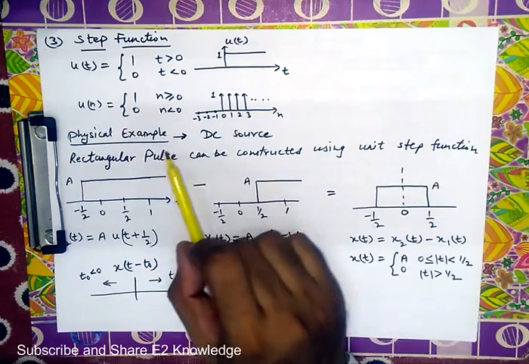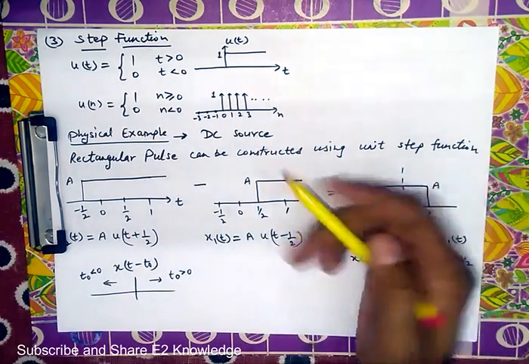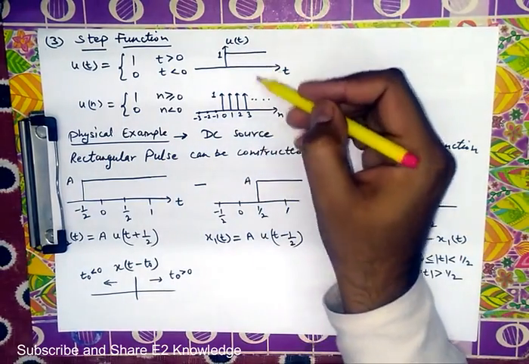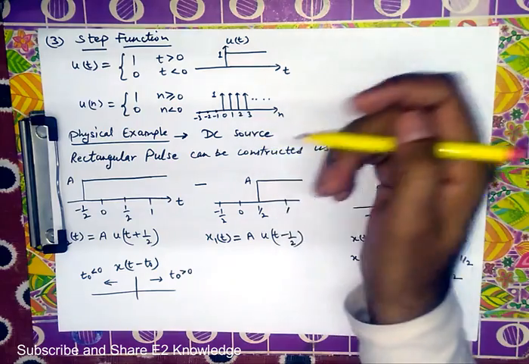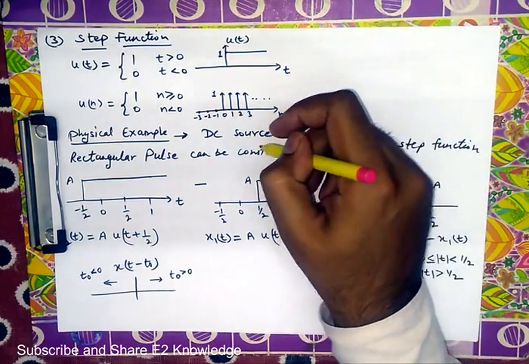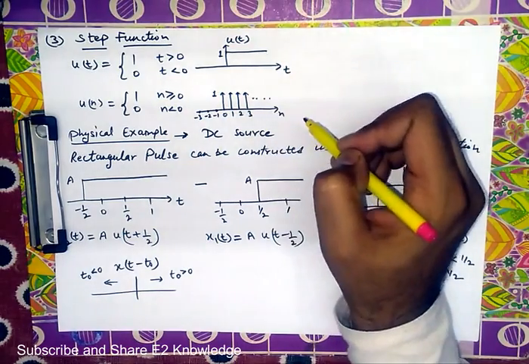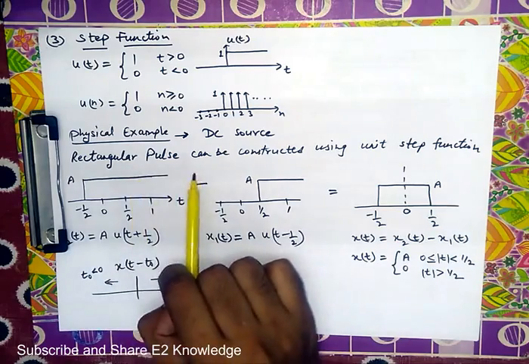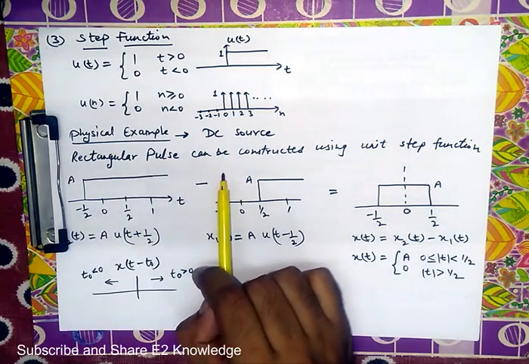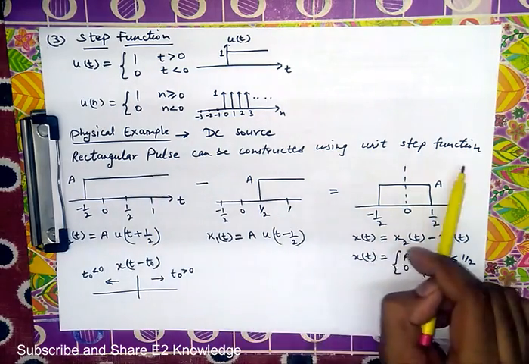Now, what is a physical example? A simple physical example is a DC source, a 5 volt source. A 5 volt source means 5 u(t), or 5 u(n) in discrete domain. Any constant source, any DC source, current source or voltage source can be represented using unit step functions. The second example is very important: the rectangular pulse. These pulses are very important in signals and systems, and they can be constructed using the unit step function.